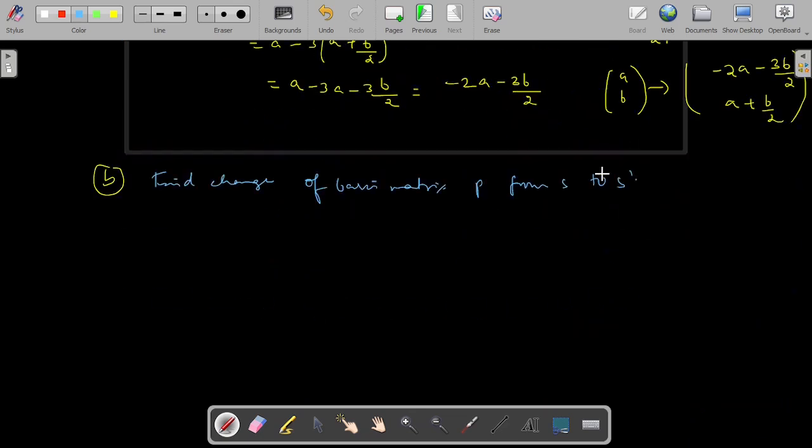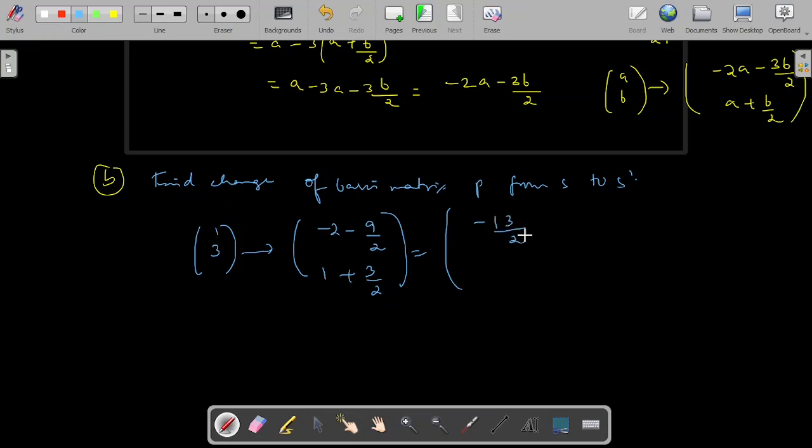So how to get the coordinate vectors of 1 3? Use this formula. So it is minus 2 minus 9 by 2, and here 1 plus 3 by 2. So that gives you minus 13 by 2, and this is 5 by 2. This is the coordinate vector of 1 3 with respect to the basis.